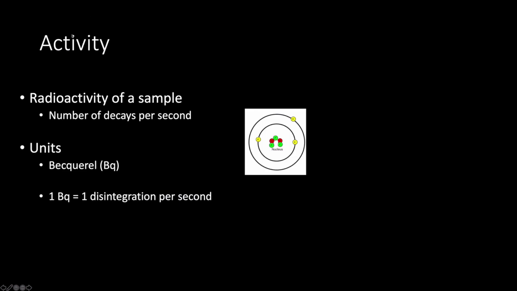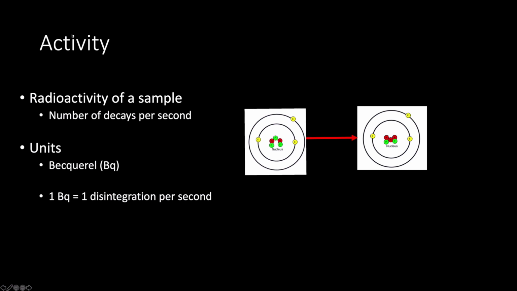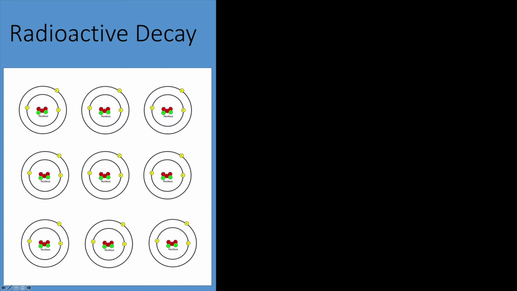Well, you have to understand a little bit about activity. The radioactivity of a sample can be measured as the number of decays per second, as in how frequently a nucleus is decaying to a more relaxed ground state and releasing radiation. The generally accepted unit is the becquerel. 1 becquerel equals 1 disintegration per second. So say I have a group of radionuclides.